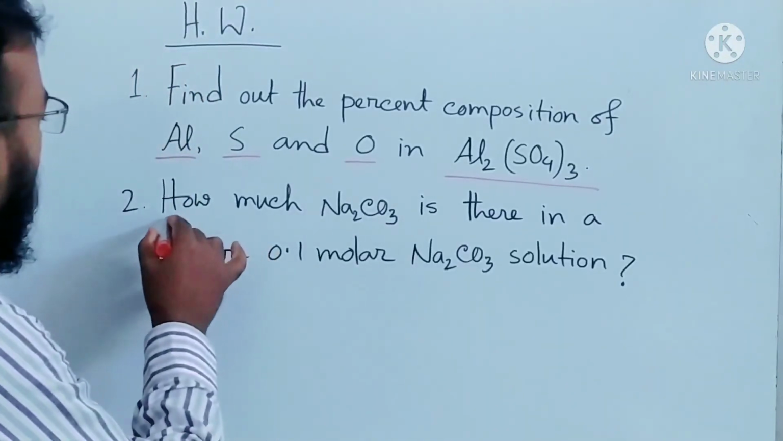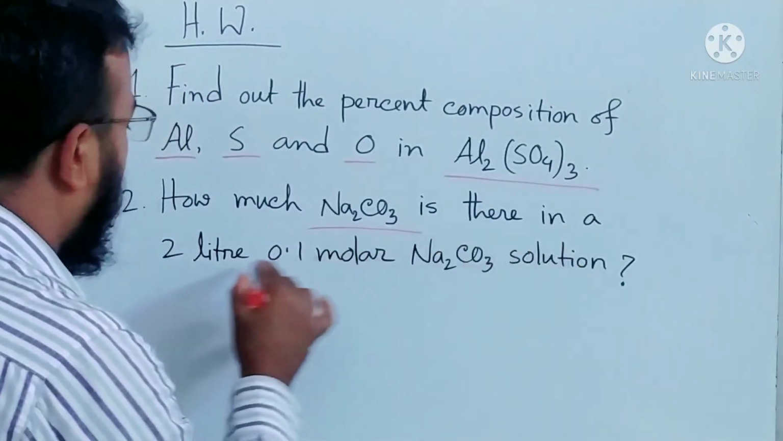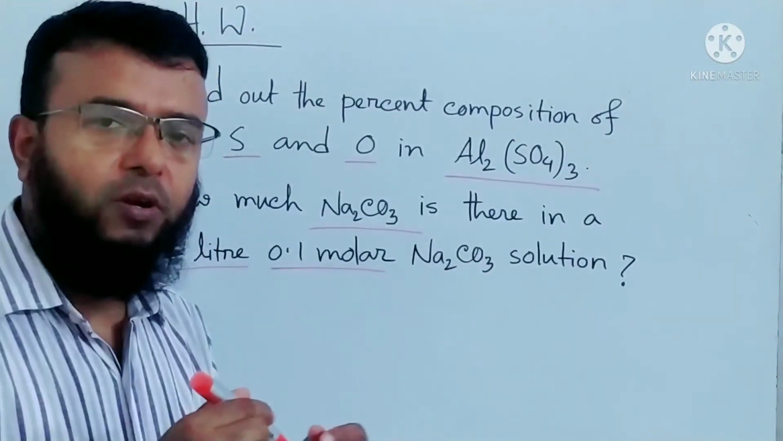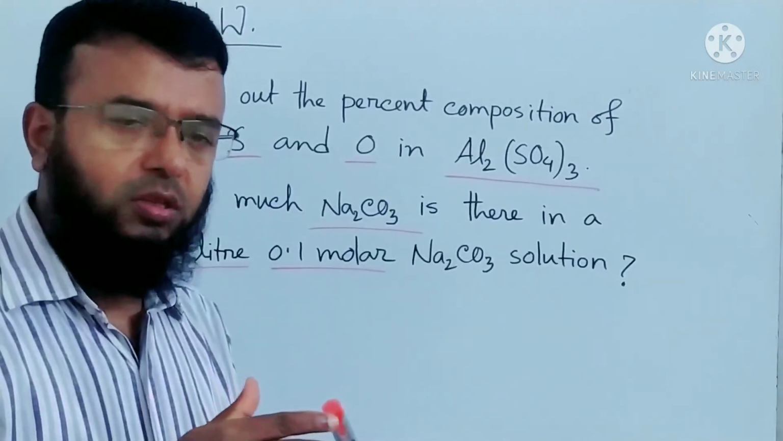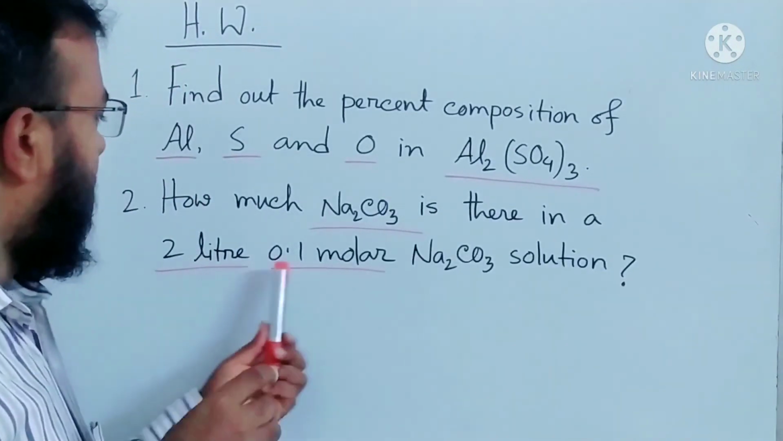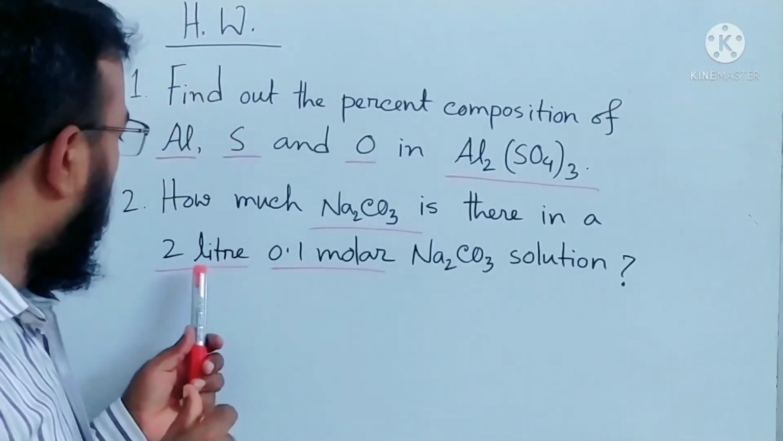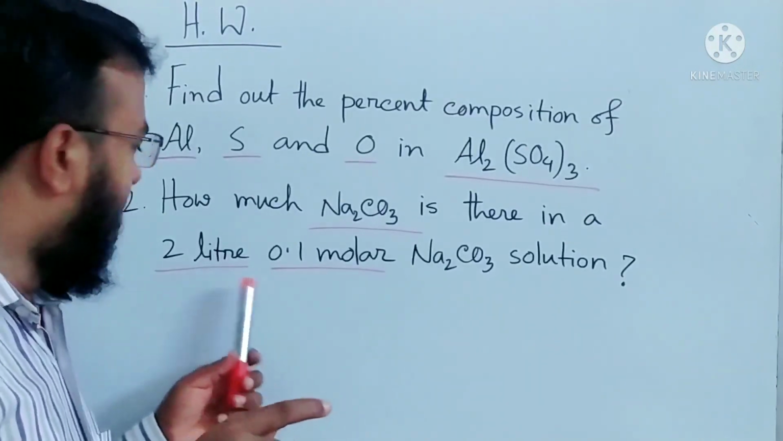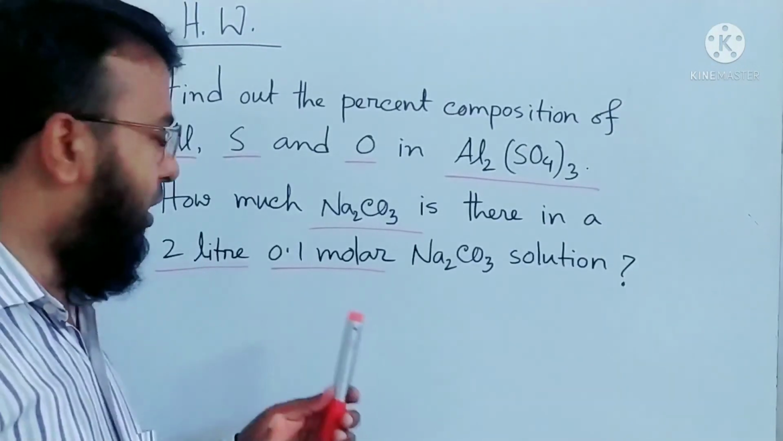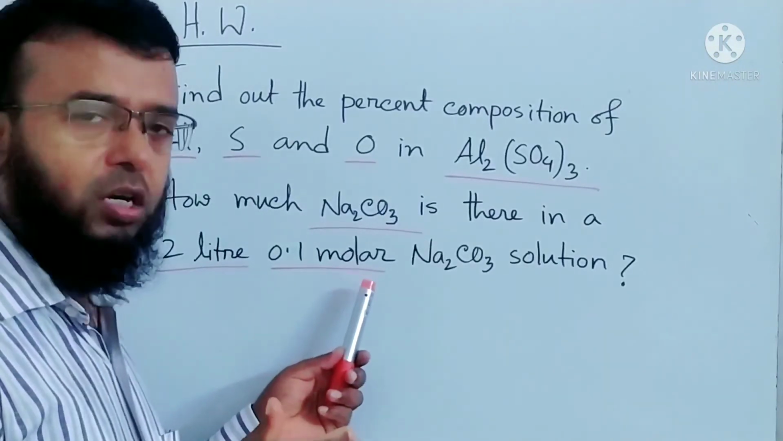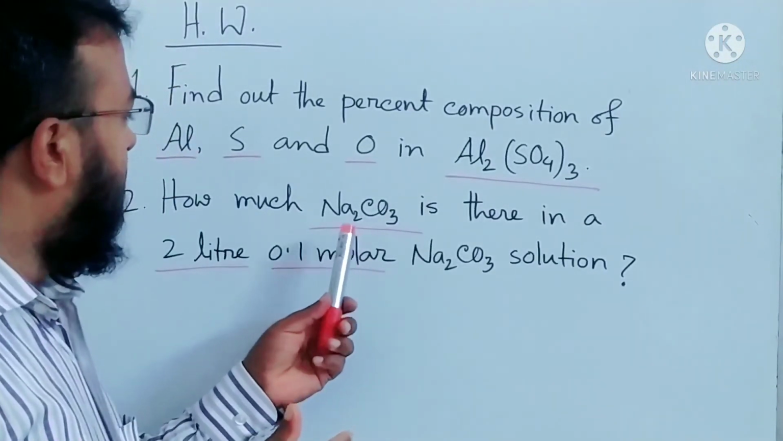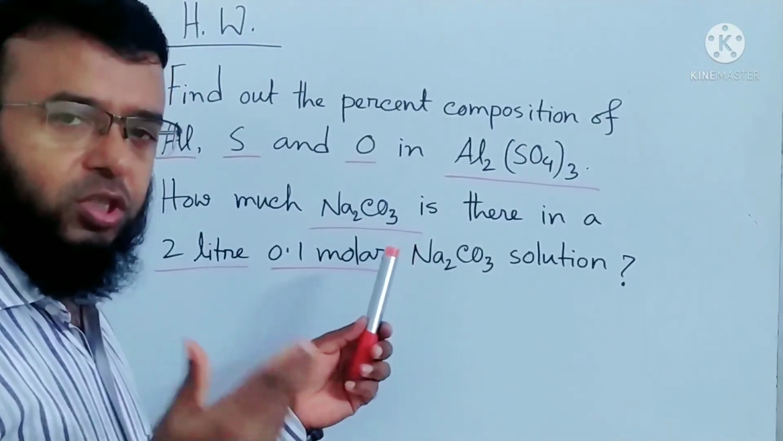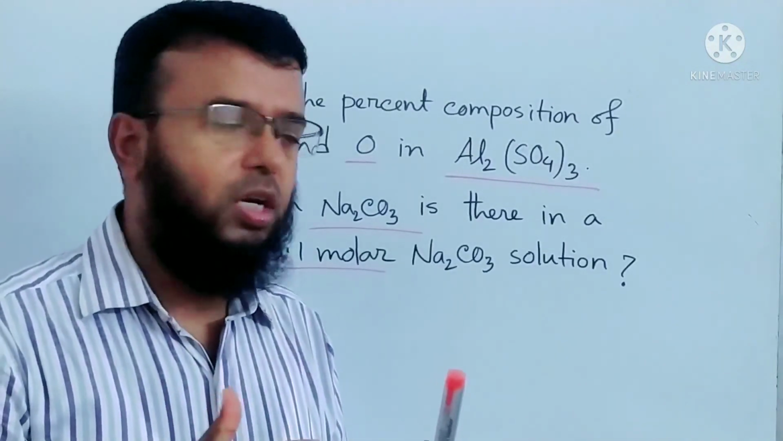Okay, then how much sodium carbonate is there in a 2 liter 0.1 molar sodium carbonate solution? We have to find out the amount of solute that is in 2 liter 0.1 molar solution. So you have to convert 2 liter in milliliter. Everybody knows 1 liter equals 1000 milliliter. So 2 liter will be 2000 milliliter and molarity is given 0.1 molar, and you find out the molecular mass of sodium carbonate. Then by using the formula you find out the amount of solute in the solution.